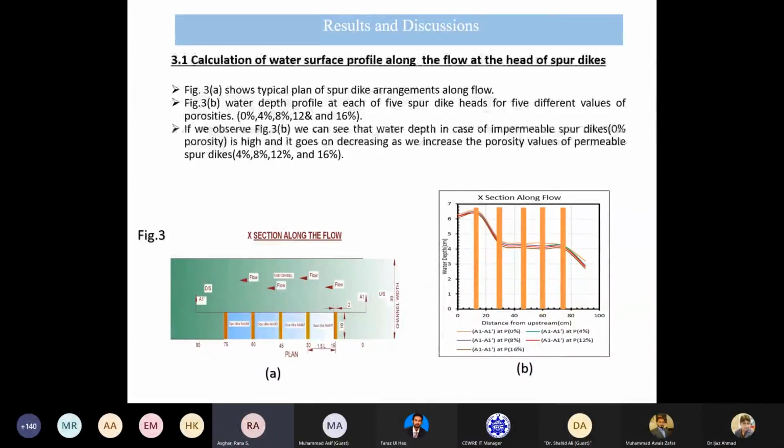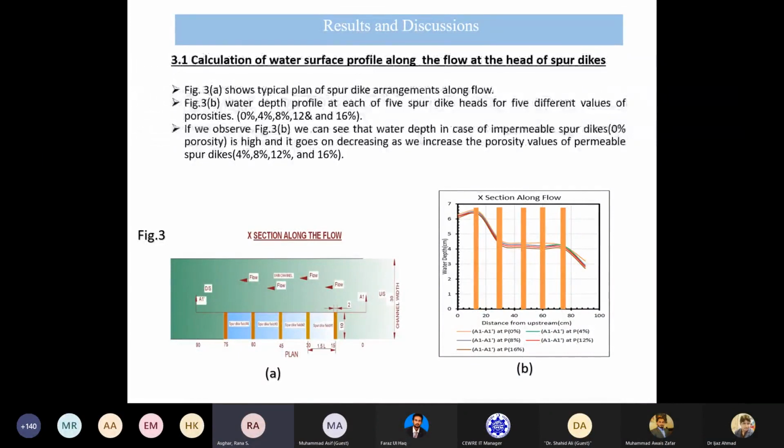Results and discussions. Basic calculation of water surface profile along the flow at head of spur dikes. If you see figure 3a, this is basically the plan of the placing of spur dikes. The yellow rectangles are the spur dikes, and the distance between each spur dike is 15 centimeters, as you can see. The area between two spur dikes is a spur dike field.